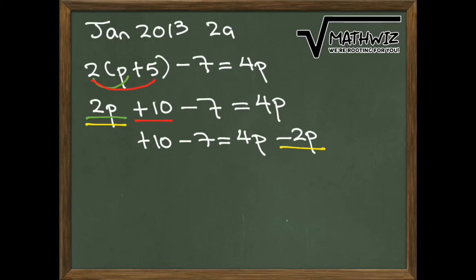Now at this point, I have all my letters on one side, all my numbers on one side. So 10 minus 7 is going to give me 3, or if you're looking at your positive and negatives, we have a mixture of positive and negative, so we subtract, and it takes the sign of the bigger one. 4p minus 2p, I have 4 apples, somebody takes away 2 from it, so I am left with 2p.